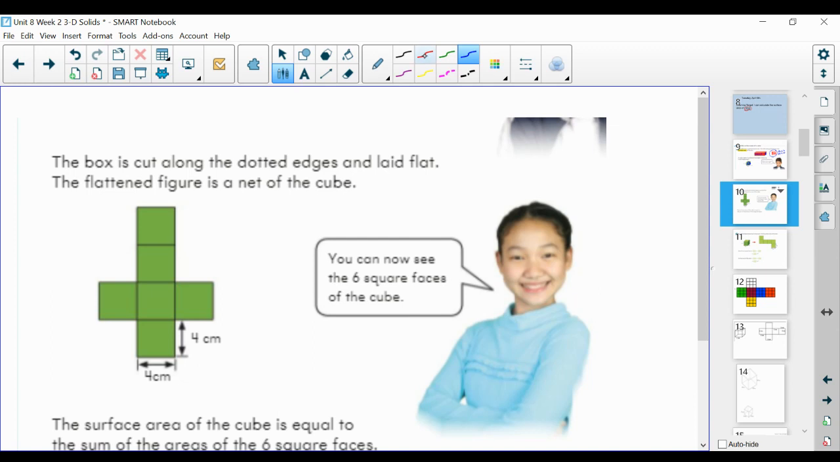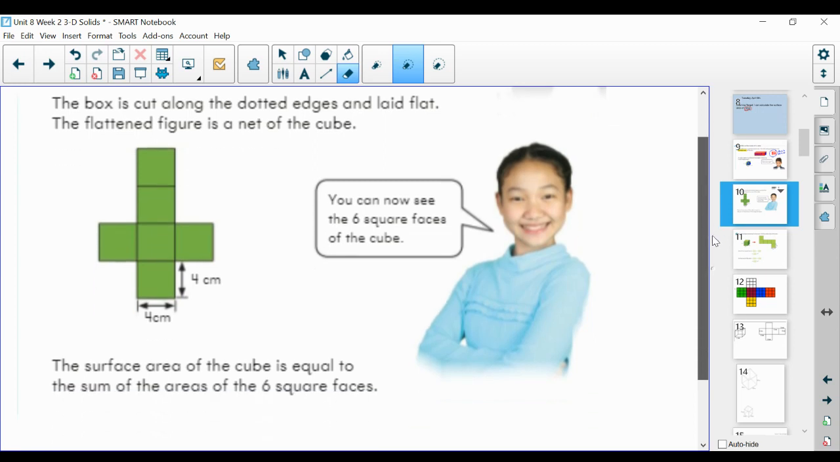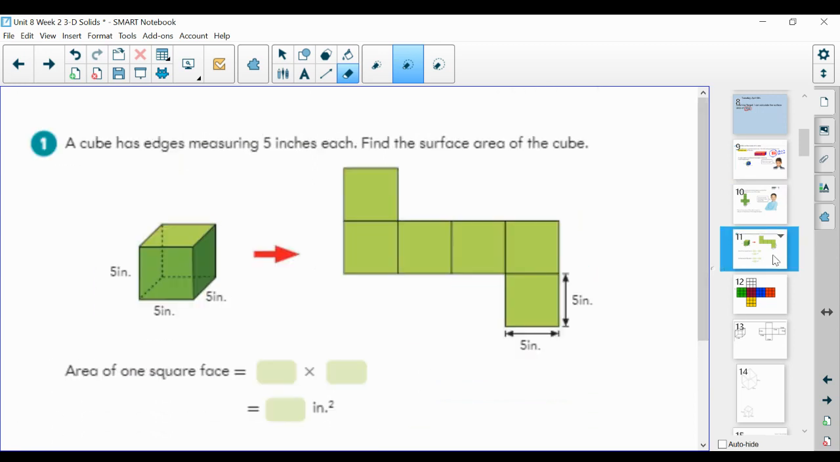Now, what we know about cubes is that, first of all, the faces are what shapes? They are squares. See how they are all squares? And we can see that by 4 and 4, okay? And if I find the area of this face right here, this face, this face, this face, this face, this face are all going to be exactly the same area as that as well, okay? So it says you can now see the 6 square faces of the cube. Okay, I'm going to move on to the next slide.